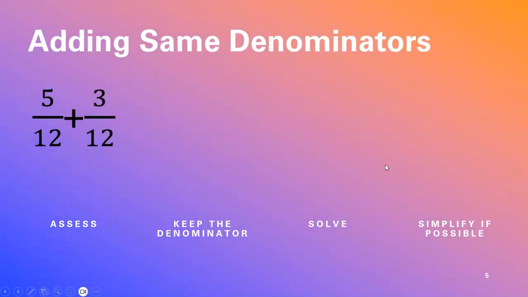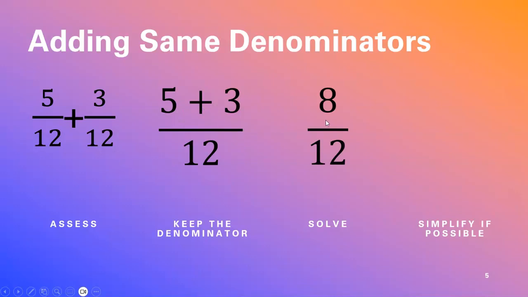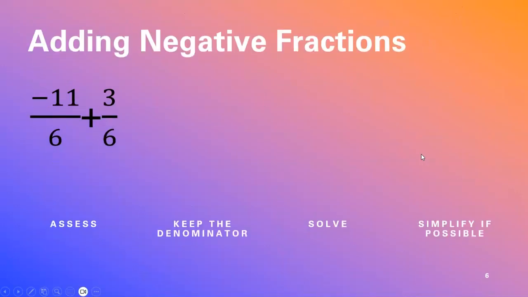Now, if we have 5/12 plus 3/12, we can assess that yes, they do have the same denominator and combine 5 plus 3 over 12. This gives us 8 over 12. And with this one, we can simplify it. We can take out a common factor of 4 from both the 8 and the 12, and this will give us 2/3.